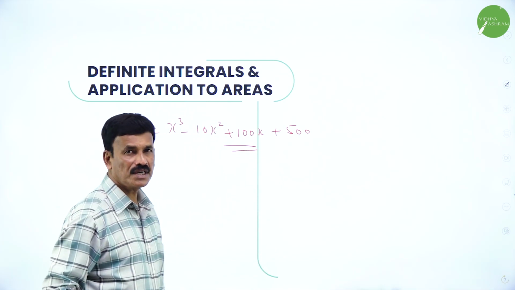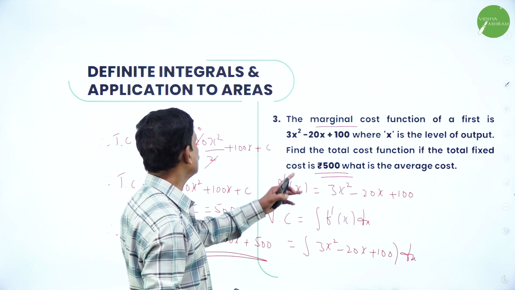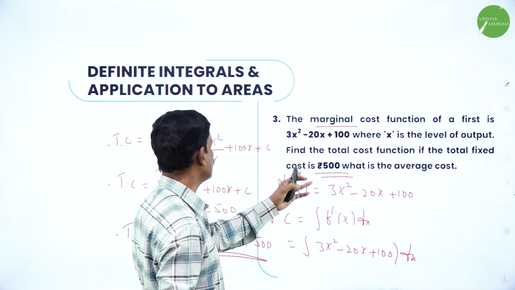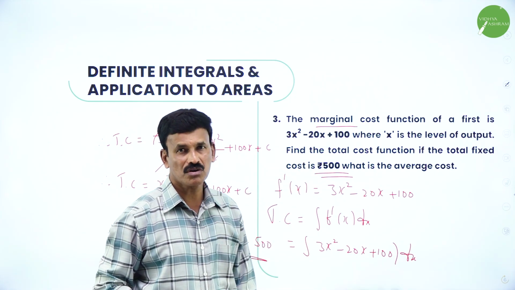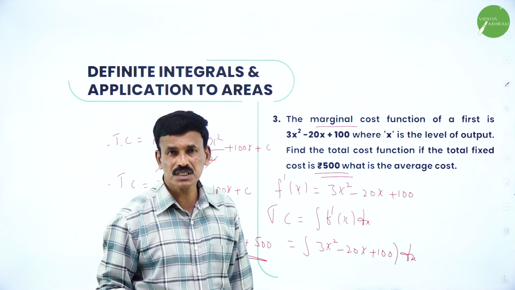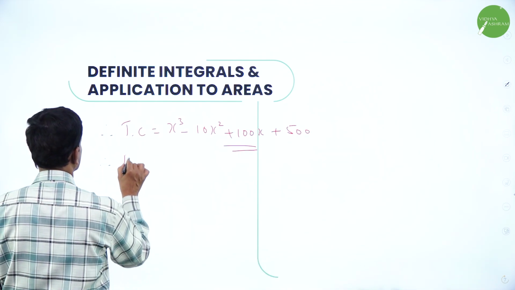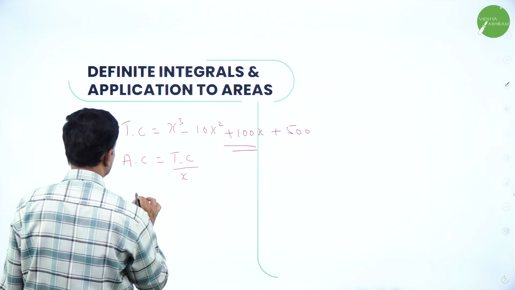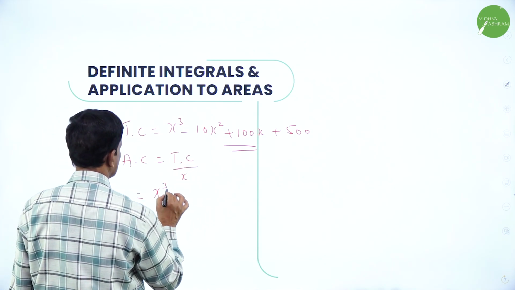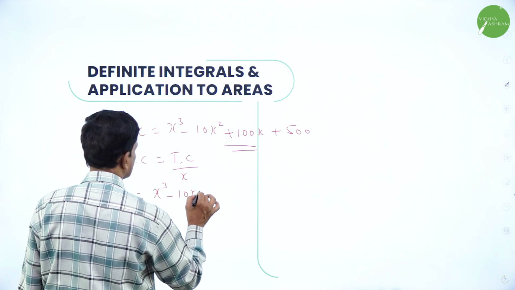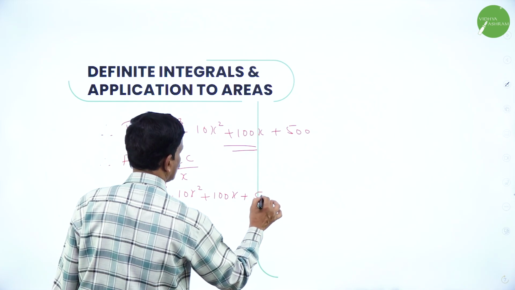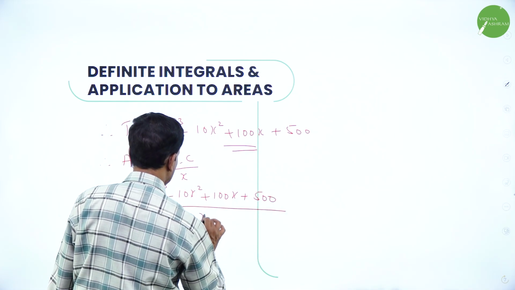Now what is to find? First one is the total cost function. Find the total cost function if the fixed cost is given. What is the average cost? Now what is to find is the average cost. Now therefore the average cost is equal to total cost divided by x. What is the total cost? x cube minus 10x square plus 100x plus 500, divided by x.